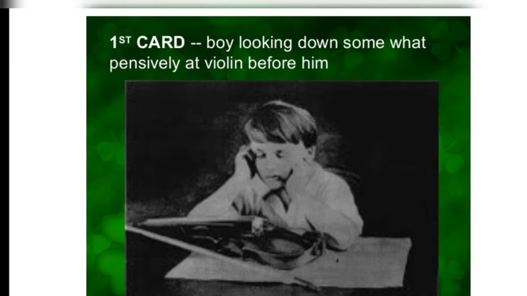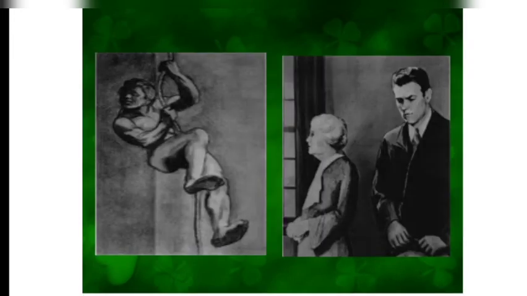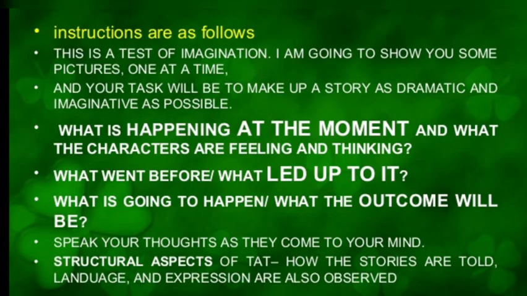So this is the first card. You can see a boy looking down somewhat pensively at a violin before him. These are examples of the cards, and you can see the needs that are being shown in the cards. The cards are developed based on human needs. There would be instructions on how this particular test is administered.